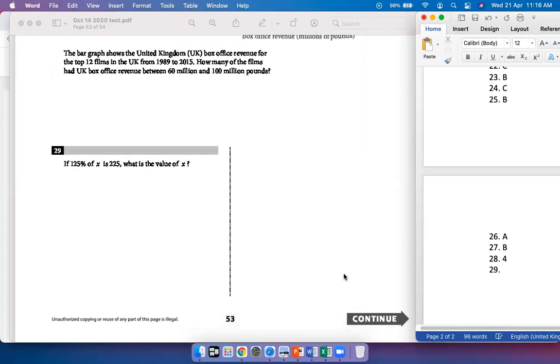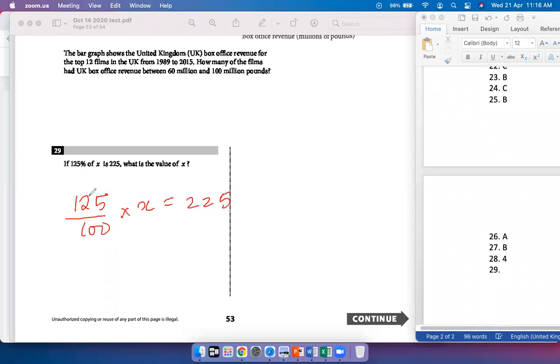Okay. If 125% of x is 225, what is the value of x? So 125% of x is 225. So 25 fives are 125 and 25 nines are 225. So x is 900 by 5, which is 180, I think. Right? 5 ones of 180. So the value of x is 180. Okay, let's write that down.